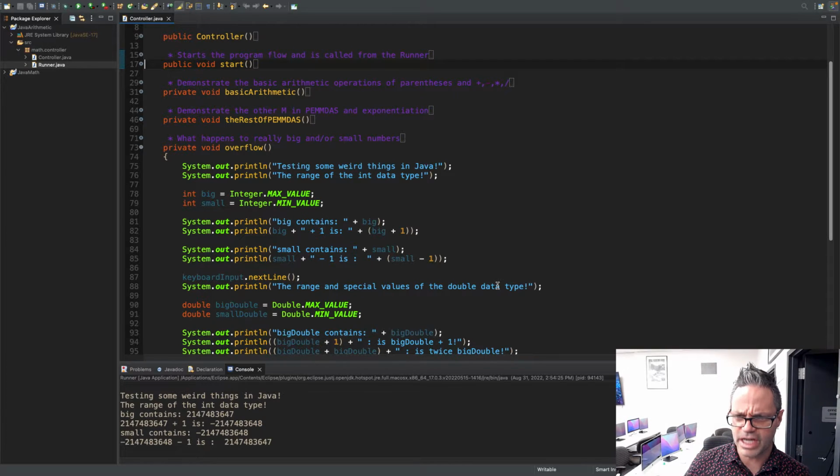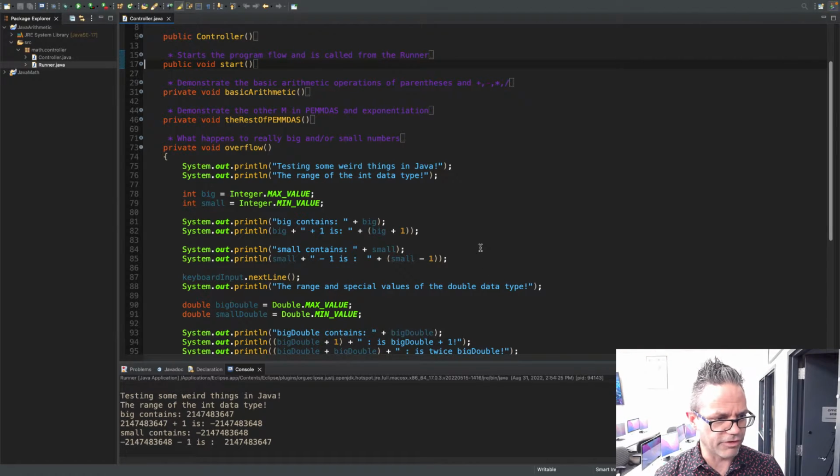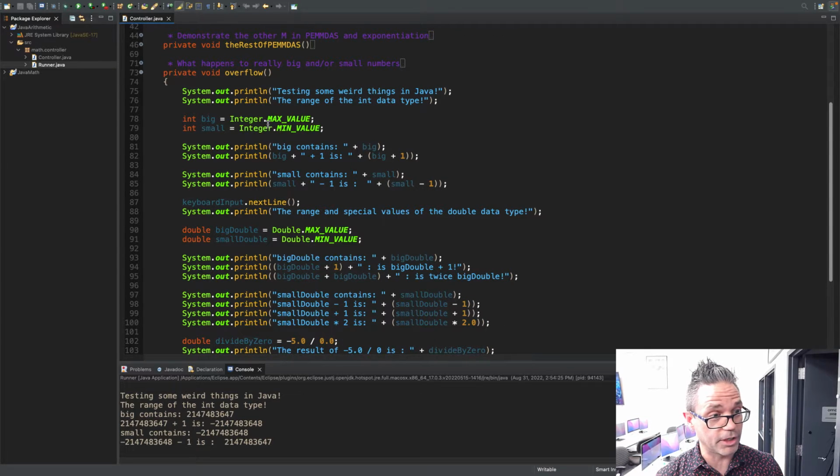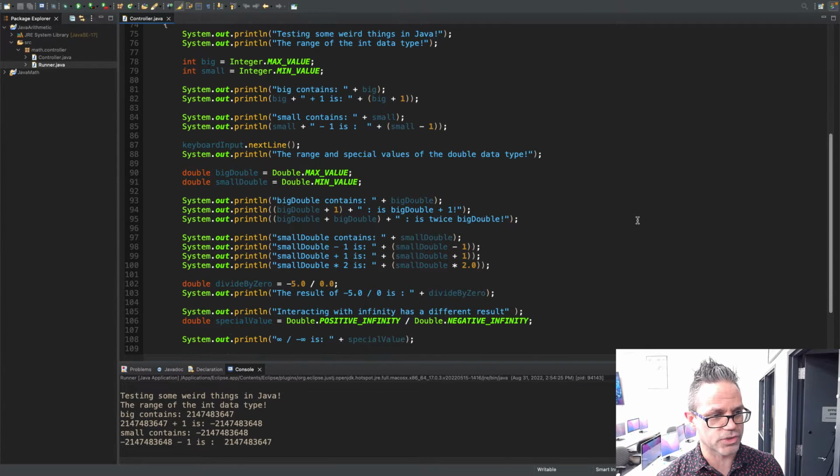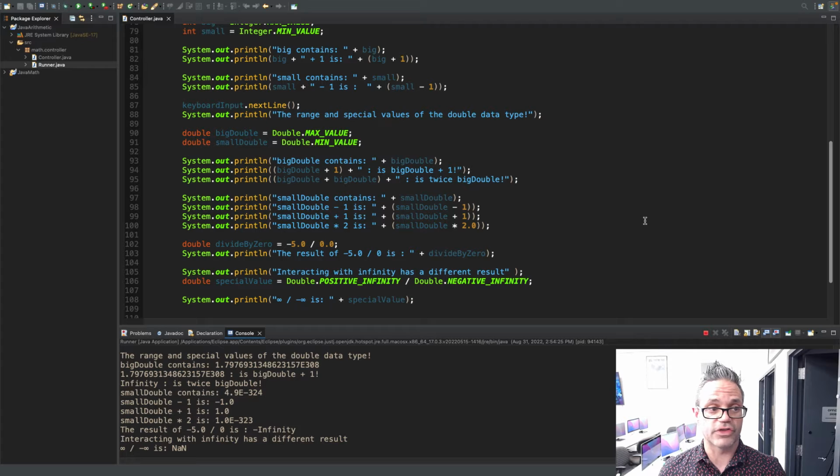Now let's take a look at the double value. It's a little bit different. So in the double value, you've got max value and min value, just like we did up here with int, but we're going to see some different information. So I'll scroll down so we can see the code. Let's go ahead and take a look at the double code as well.